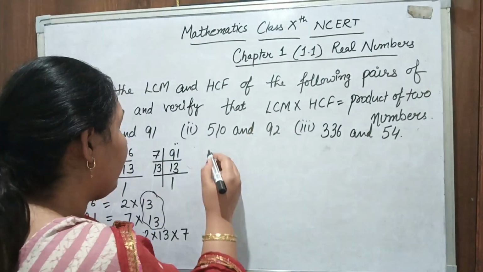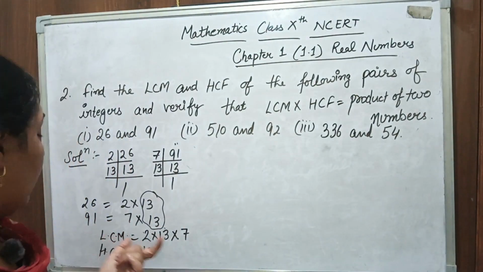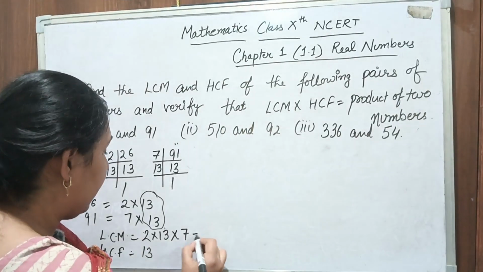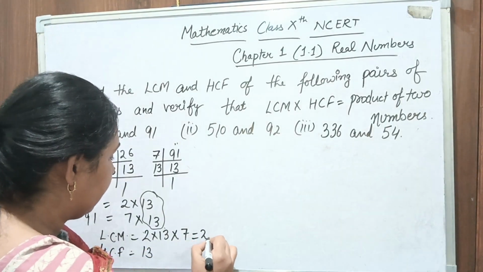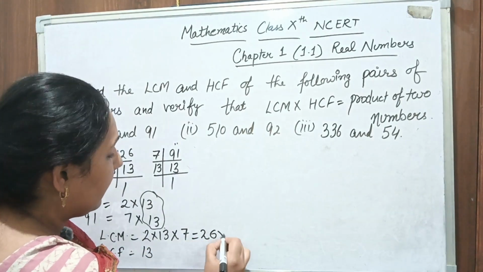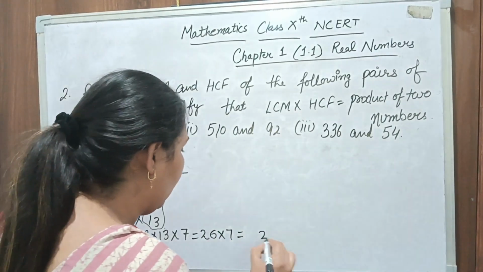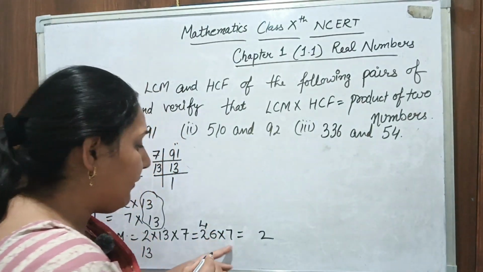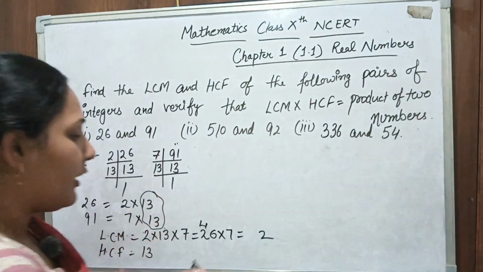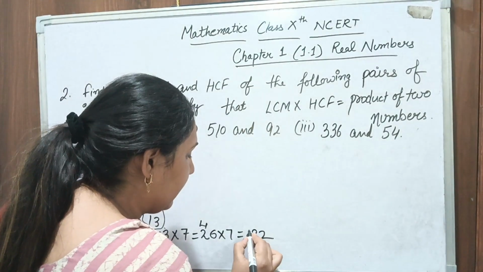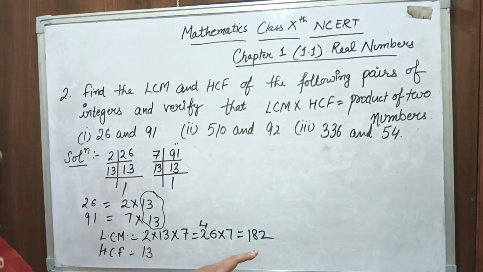Okay, now we will see our LCM: 13 twos are 26, multiply by 7. 6 sevens are 42, 7 twos are 14, 14 plus 4 is 18. So our LCM is 182 and HCF is 13.